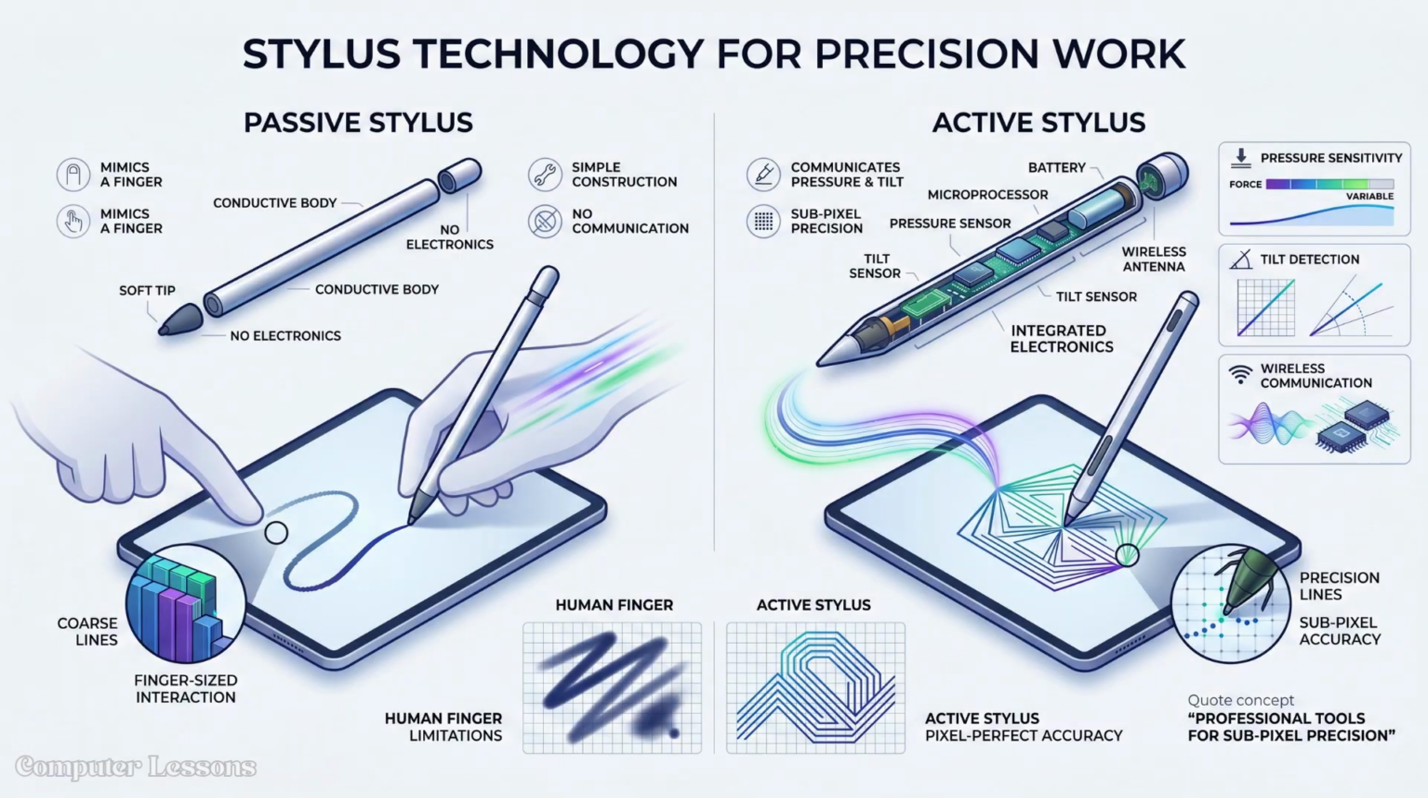For precision work, we use stylus technology, which comes in active and passive variants. Passive styluses simply mimic a finger, while active styluses contain their own electronics to communicate pressure and tilt. These professional tools allow for pixel-perfect accuracy that the human finger cannot physically achieve alone.